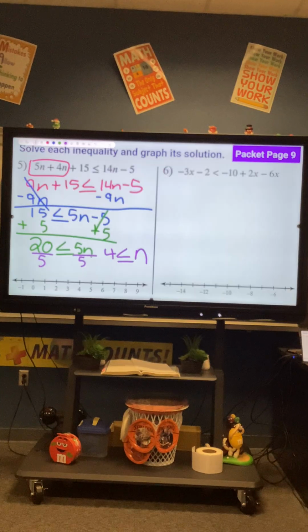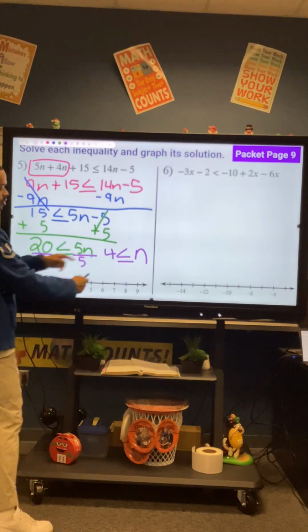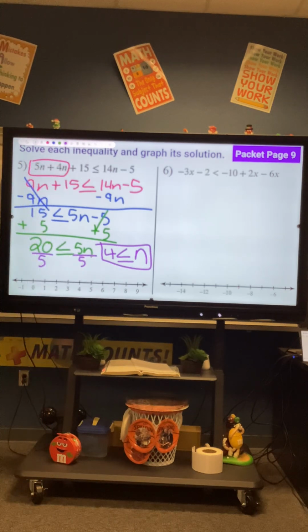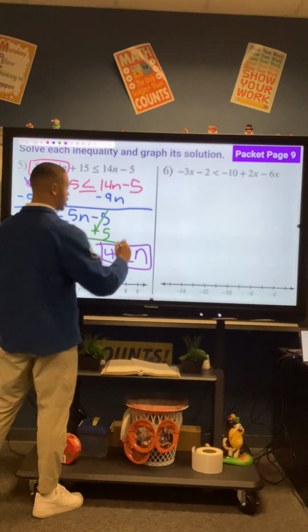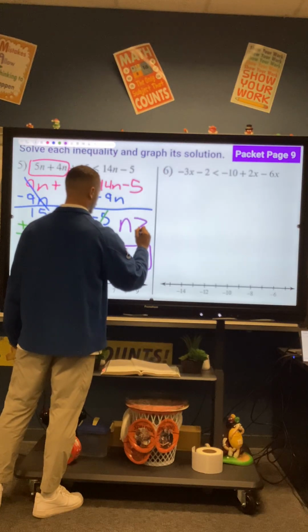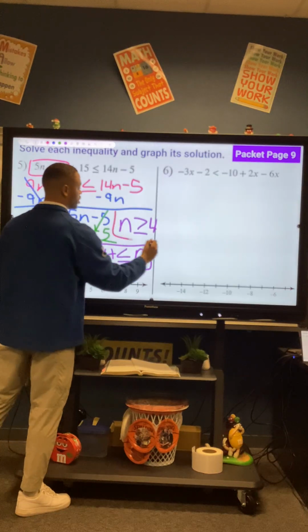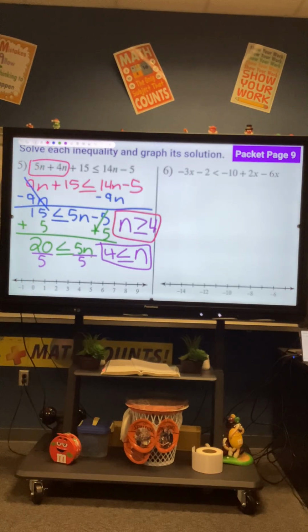Like I said, we technically have solved it. But Jennifer, am I done? Because remember, we told y'all we always want our variable in front when we do inequalities. So if you left this on the test like this, I'm going to give you a -1 point. Because you should know that you have to rewrite it as such. So n is greater than or equal to 4 is my answer.